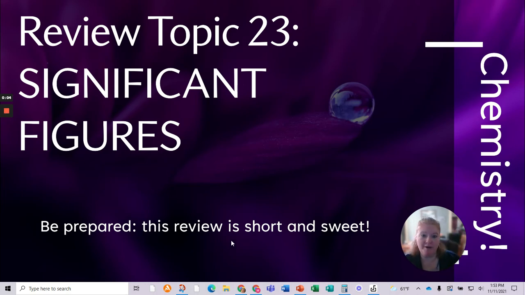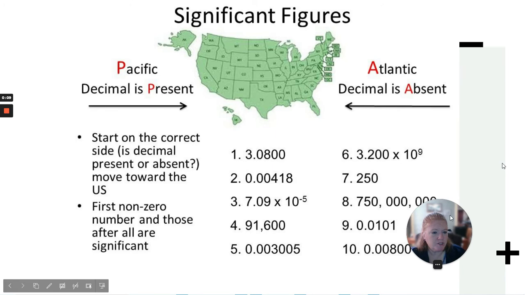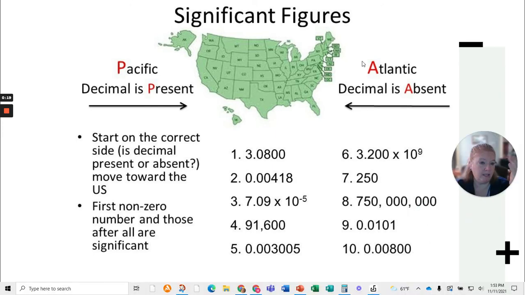23 is where we are. All right, let's get to it. So, significant figures. Probably the easiest trick is thinking about the Atlantic-Pacific rule.